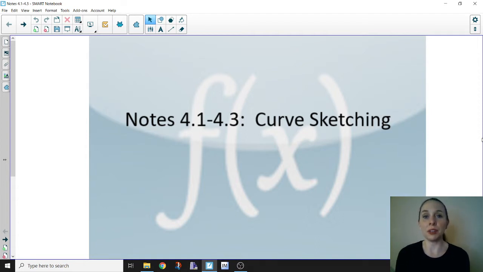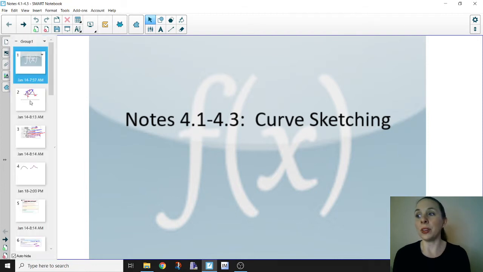This is the third video in our first cluster of sections on applications of derivatives where we discuss curve sketching. There is a link to a printable set of guided notes that you can use to follow along with the examples in this video in the description of the first video for this section.